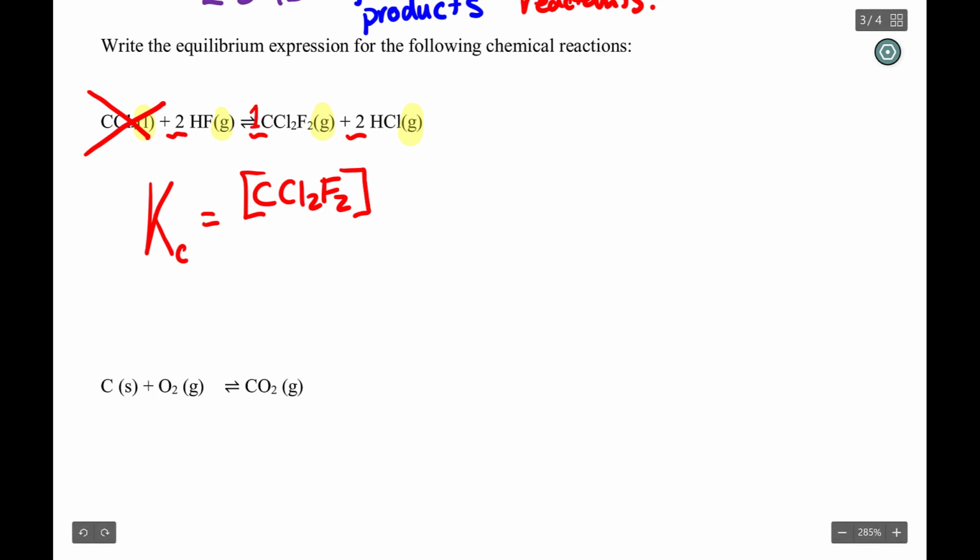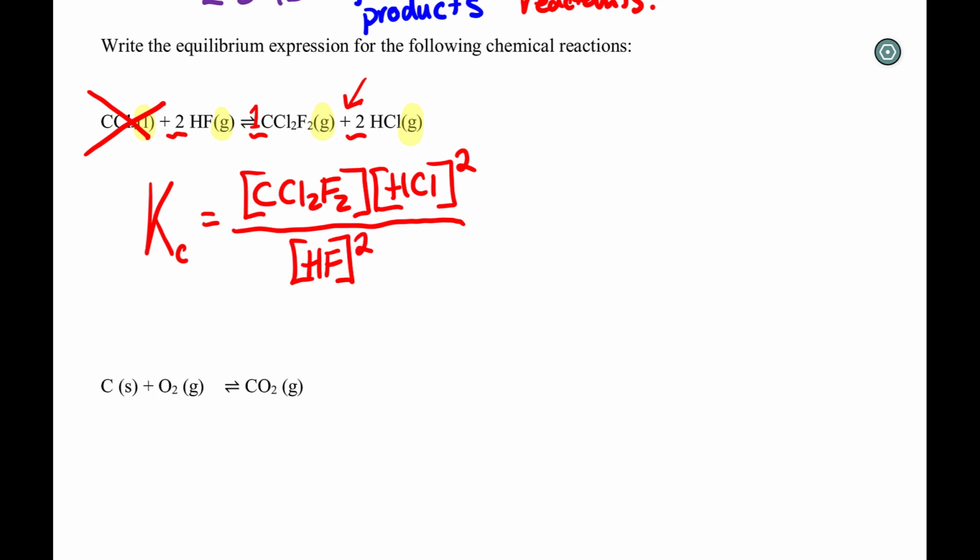times, not plus, because this is the product of, times, not plus, the concentration of HCl raised to the power of its coefficient. Then that is divided by my reactants, the ones that matter, so the gas, the concentration of HF raised to the power of its coefficient.